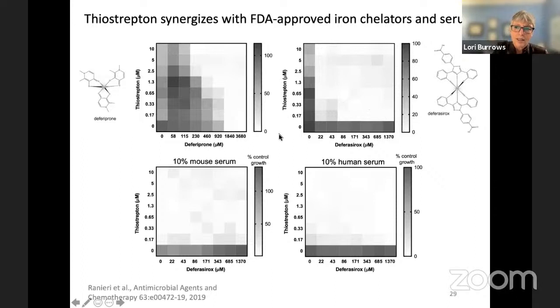We also tested the concentration of Thiostrepton that you would need to kill Pseudomonas in serum. Serum is already naturally low in iron because your body makes iron binding proteins to keep bacteria from growing. And you can see whether we used mouse serum or human serum, it worked fabulously well, right? Serum alone, or serum alone with the chelator, does nothing, but serum with thiopeptides looks fabulous, right?